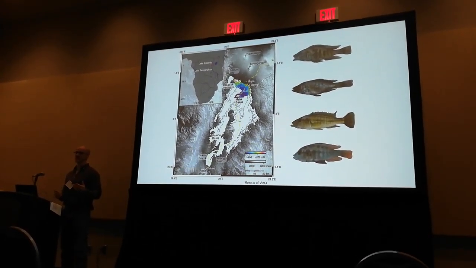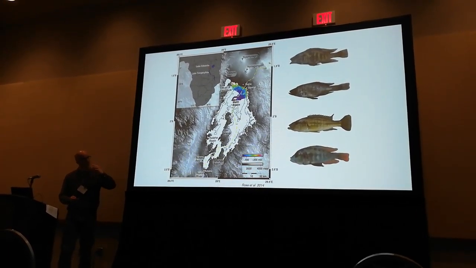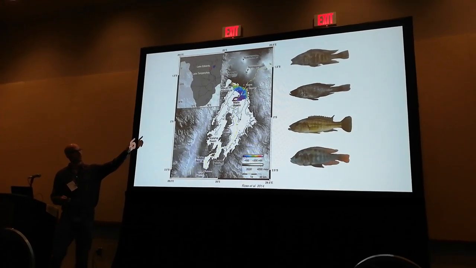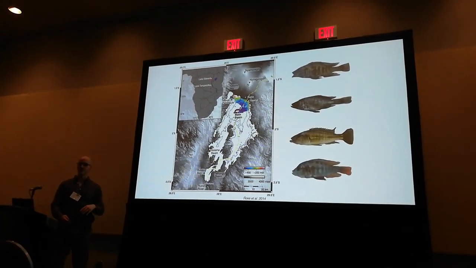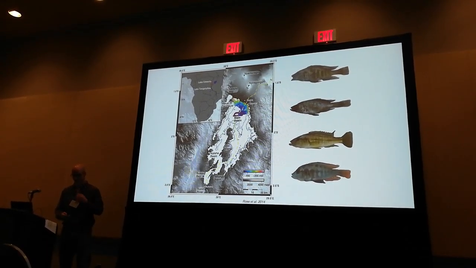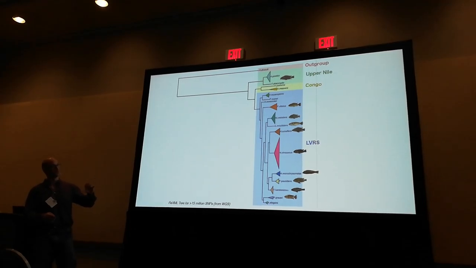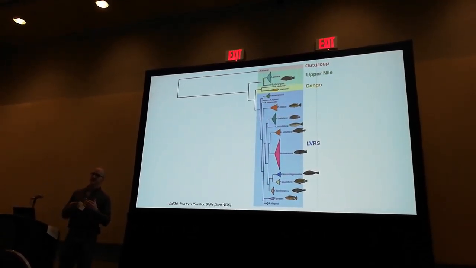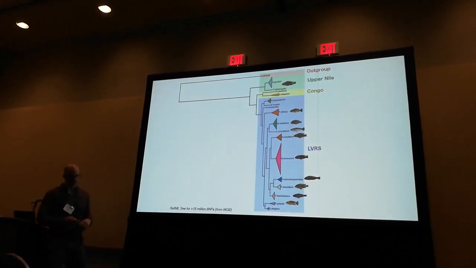But we actually wanted to look at a different lake, a smaller lake within this region, Lake Kivu, and to a lesser extent, Lake Edward. And so here we see a few representatives of Lake Kivu species. There are currently about 15 described cichlid haplochromine species in this lake, potentially more. And initially our idea was to build a phylogeny and use that as a prelude to studying the evolution of this group. And so that's what we've done here.